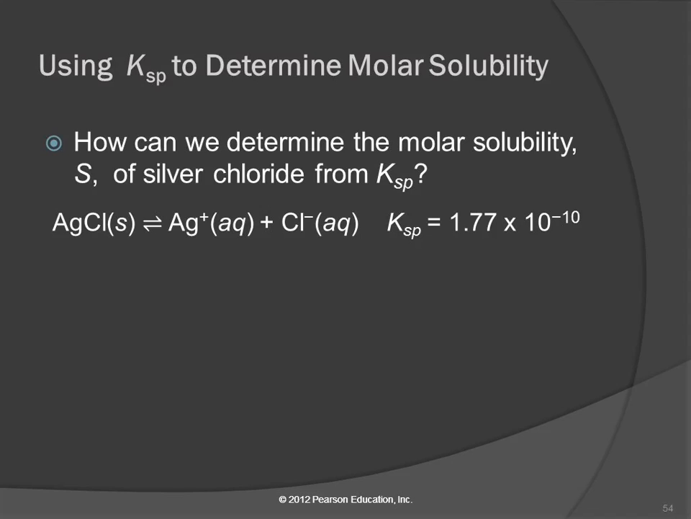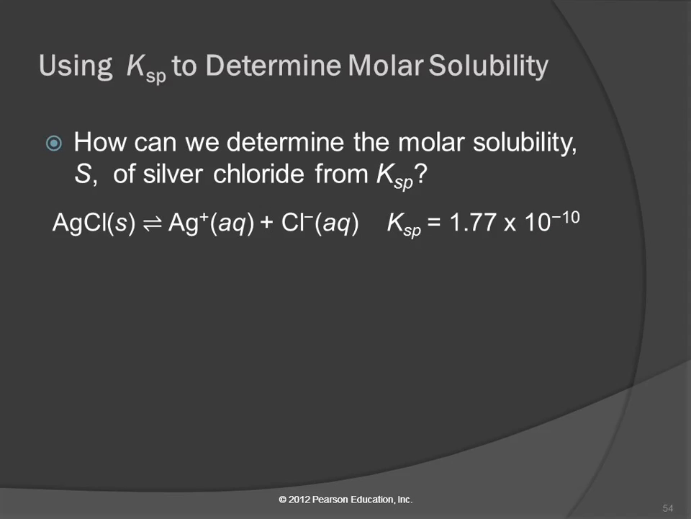How could we determine the molar solubility of silver chloride from its KSP? We'll use S to stand in for molar solubility, so we don't have to write that out all the time. Here we're already given the balanced chemical equation. One silver chloride formula unit will come apart into 1 silver ion and 1 chloride ion. And we're given the KSP, so we don't have to go look it up in the table. It's 1.77 times 10 to the minus 10.